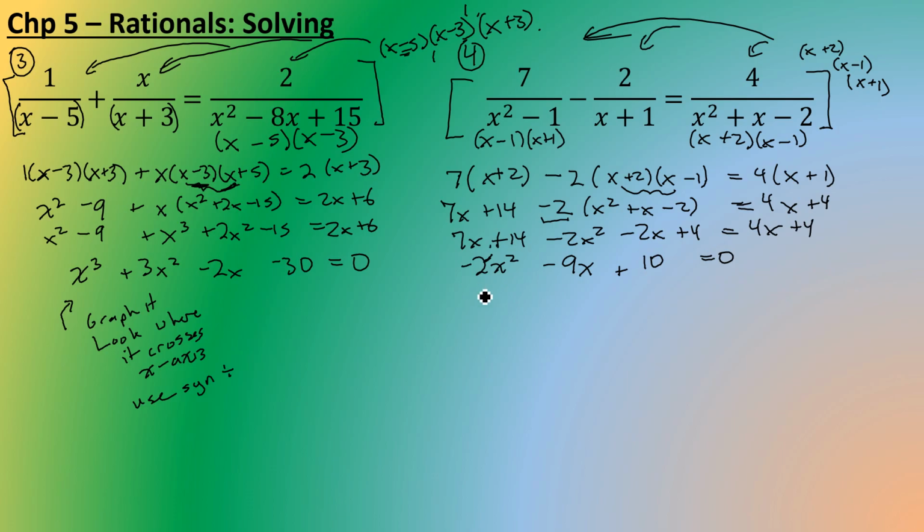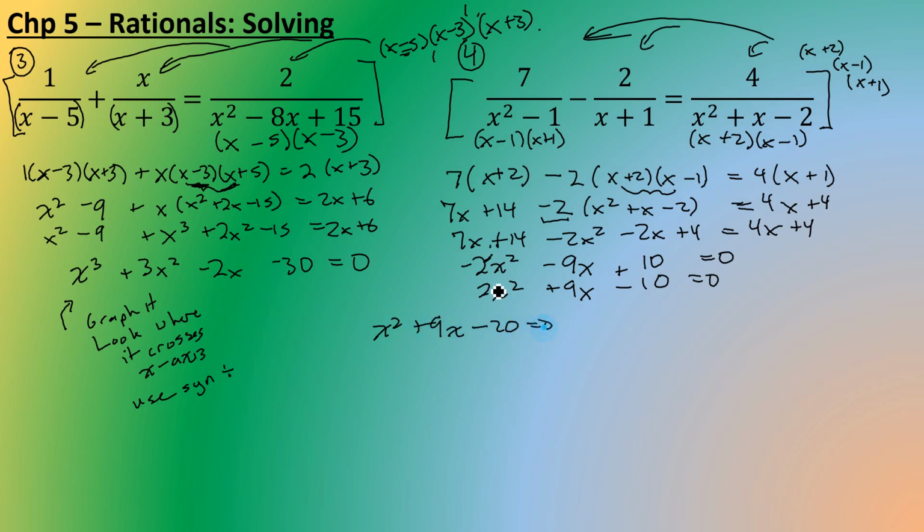Now I don't like negatives in front of my highest power, so I'll just multiply by negative 1 and thus switch all the signs. Alright, I don't know if this factors, but if it doesn't factor, I would be expected to use quadratic formula. Let's just try divide and slide. Don't know if it's going to work, but let's find out.